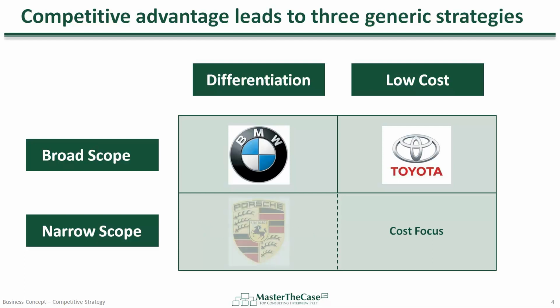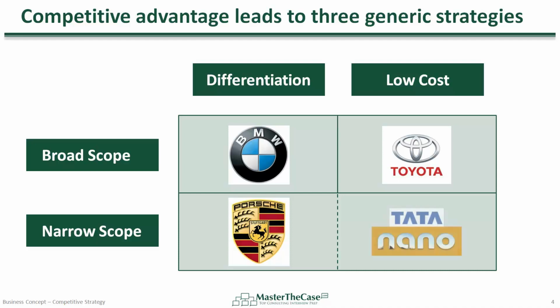Next, Porsche epitomizes the differentiation focus strategy because it produces highly distinctive performance cars, specifically targeting the sports auto segment. Finally, Tata Nano, the Indian car brand, exemplifies the cost-focused strategy because it makes very low-cost cars, purposely targeting low-income buyers. Next, let's determine the elements required to enable a chosen competitive strategy.